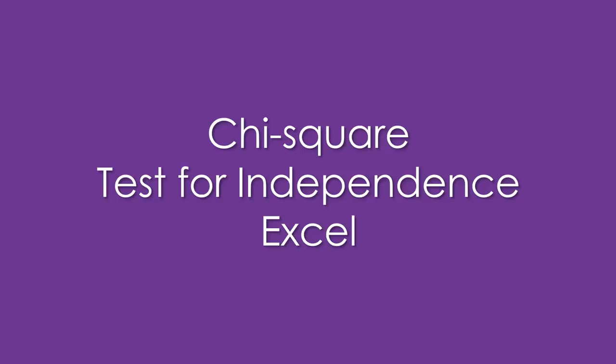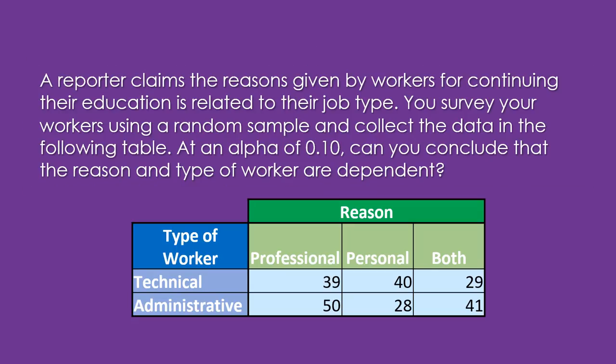How to conduct a chi-square test for independence using Excel. A reporter claims the reasons given by workers for continuing their education is related to their job type. You survey your workers using a random sample and collect the data in the table below. At an alpha of 0.1, can you conclude that the reason and type of worker are dependent?